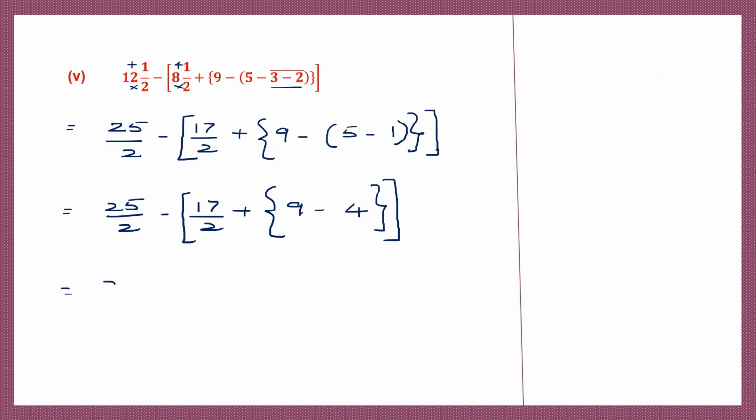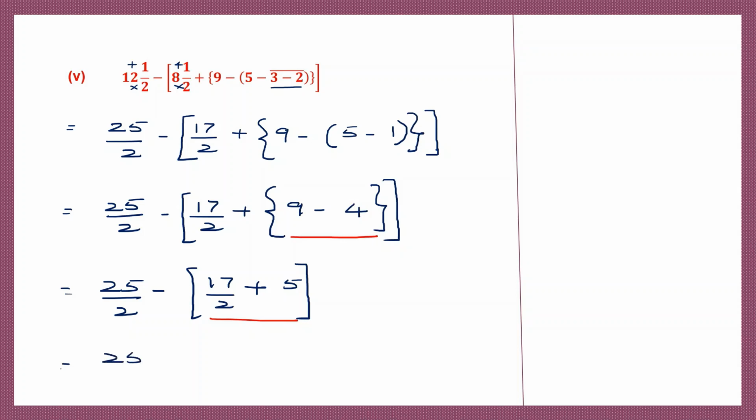So here what do we have now? 25 by 2 minus, now we should open the curly brackets, 9 minus 4. So let's do that. So we have our square bracket, 17 by 2 plus 9 minus 4 is 5. So we've removed our curly bracket and we have closed our square bracket. So now we have to work out what is within the square brackets. So this will be 25 by 2 minus, so now let's work out 17 by 2 plus 5.